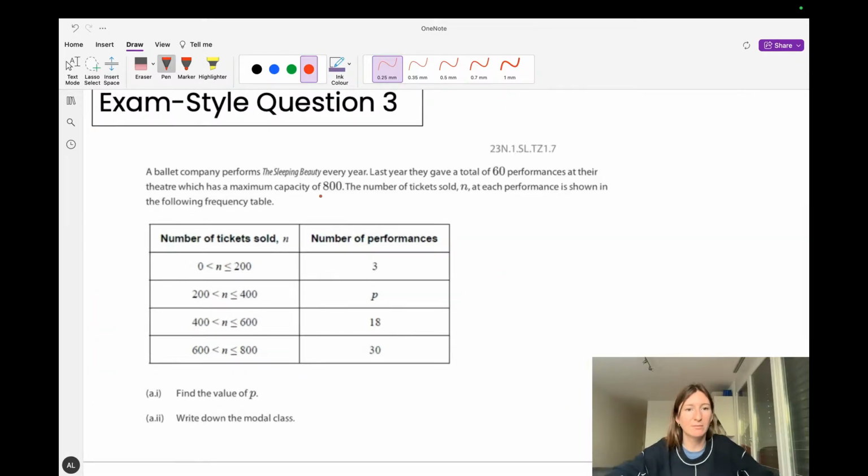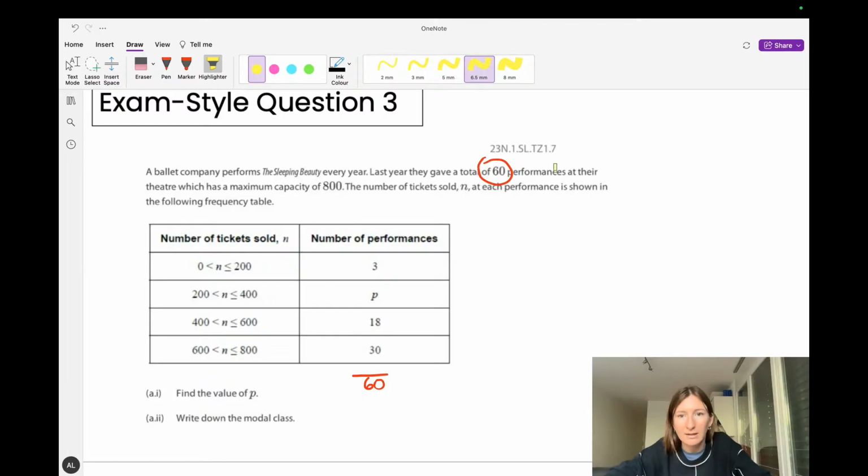They might give you a table with intervals and number of performances, and there's a missing value. Well, we just need to know that the total amount should add up to 60. Look for those clues in the question. Another tip is to go and highlight in the question. Don't just highlight the number, highlight the variable as well.